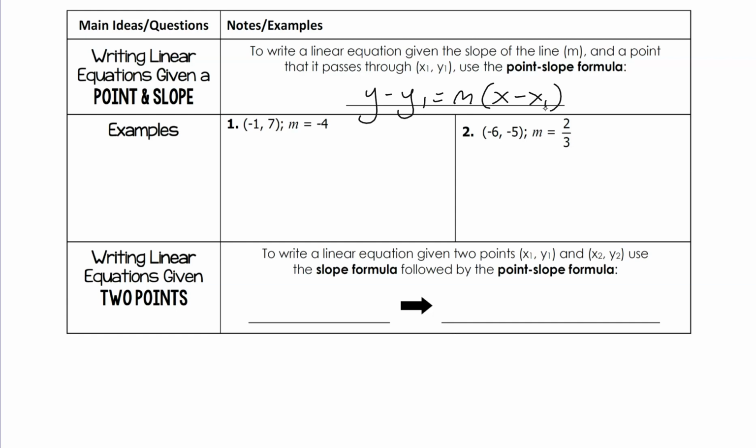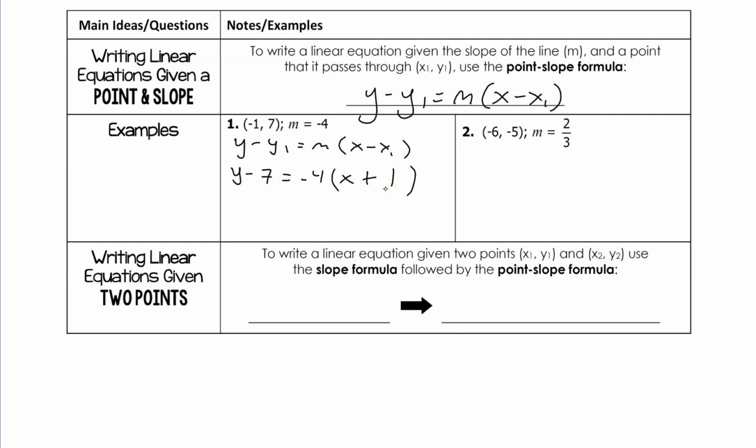All right, so example number 1. We are given this point, (-1, 7), and a slope of -4. So when we look at our formula, y minus y1 equals m times x minus x1, all we're going to do is substitute. We have a y1, which is 7. So y minus 7 equals m, which is -4, times x minus x1, which in this case is -1. And what does a minus -1 become? Well, that becomes a +1.